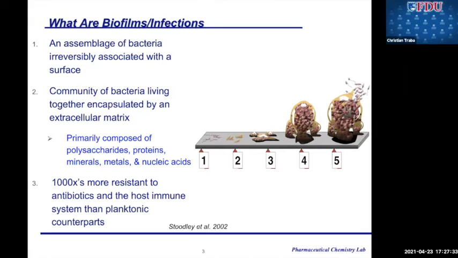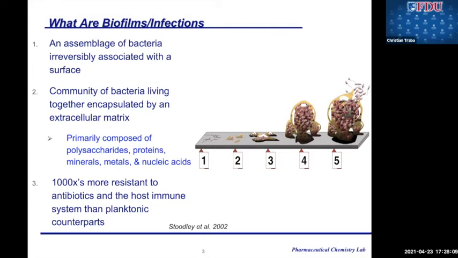A biofilm is an infection, and it's an assemblage of bacteria irreversibly associated with a surface. It is a community of bacteria living together, encapsulated by an extracellular polymeric matrix, and is primarily composed of polysaccharides, proteins, minerals, metals, nucleic acids. Biofilms are 1,000 times more resistant to antibiotics and the host immune system in comparison to their planktonic counterparts.